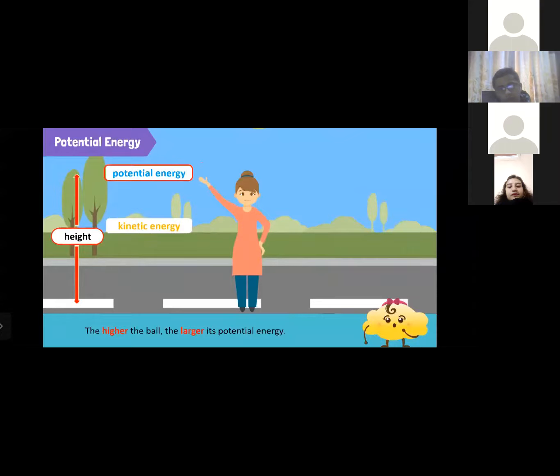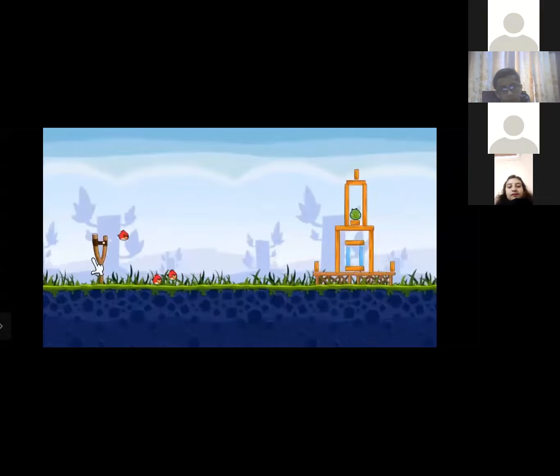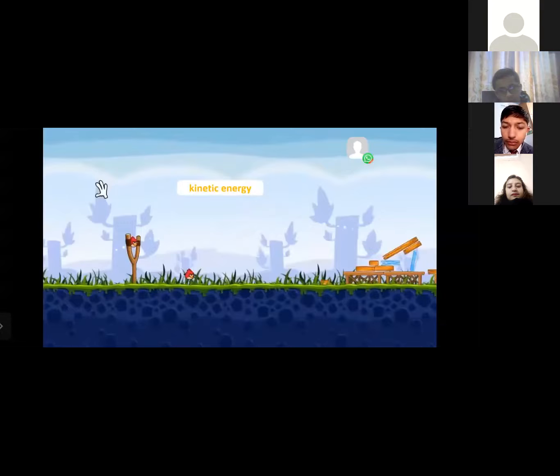Yes, now see the Angry Bird example I was telling you. It was in the slingshot, and this bird is possessing potential energy. We have done this example just now. The moment I will leave this, it will break all the houses, and that will be converted into kinetic energy because that position will be changed into motion.